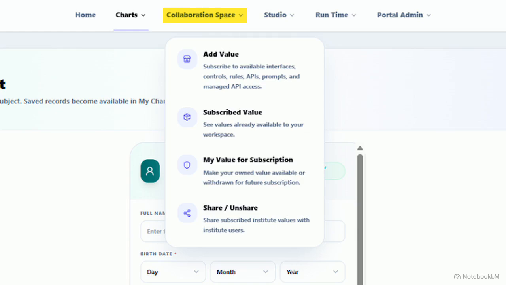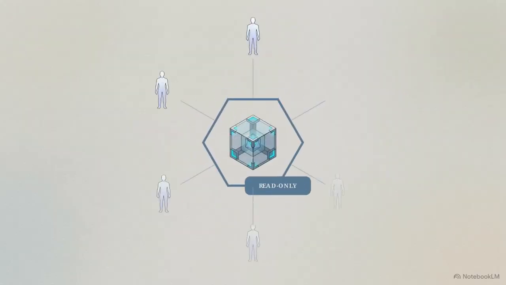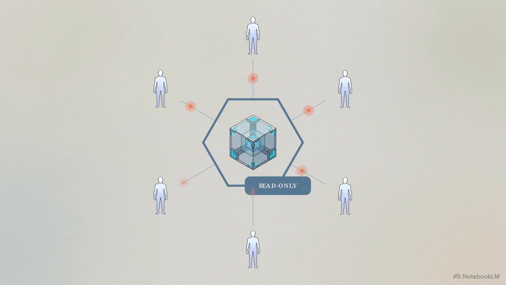Once a tool is built, it moves from private creation to secure distribution. We navigate to the collaboration space. Here, creators can publish their finished assets into the network. Crucially, they retain complete ownership of their intellectual property while exposing it for others to use.